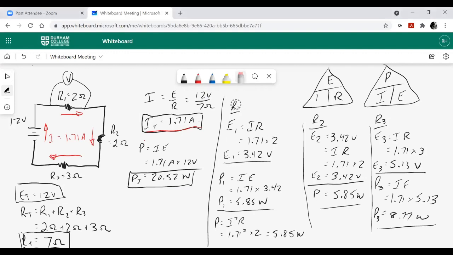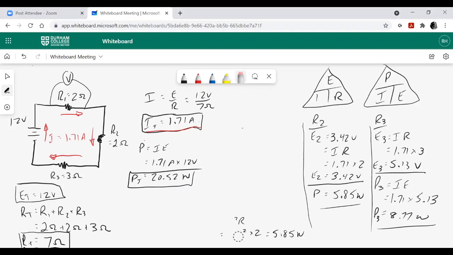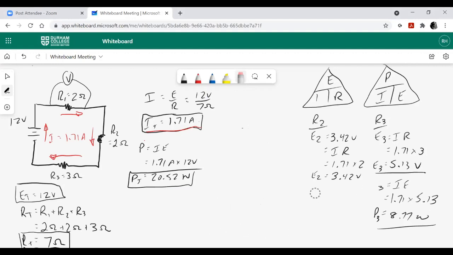So, let me get rid of this. I really wish they had a clear all function on this whiteboard.